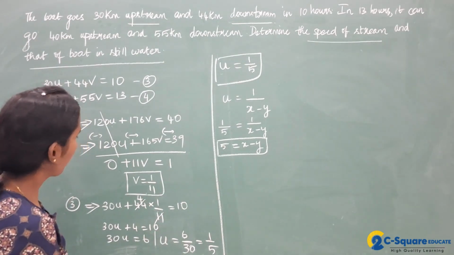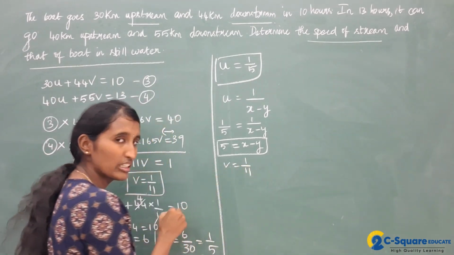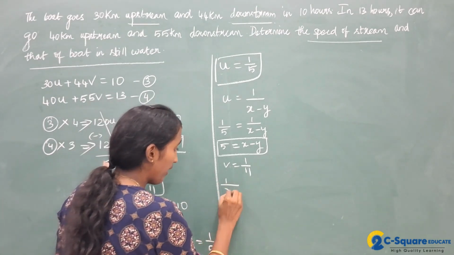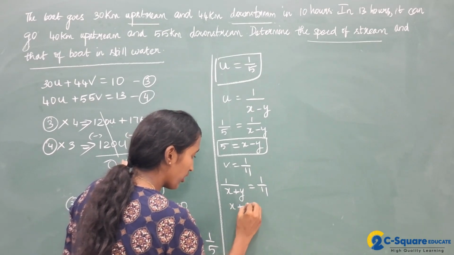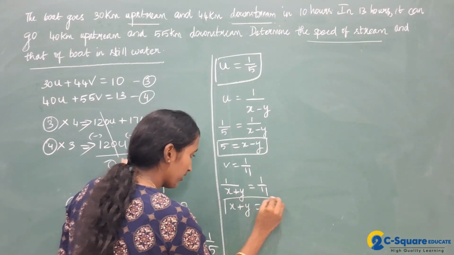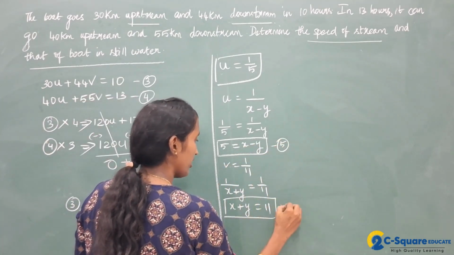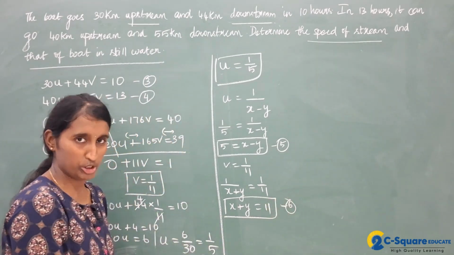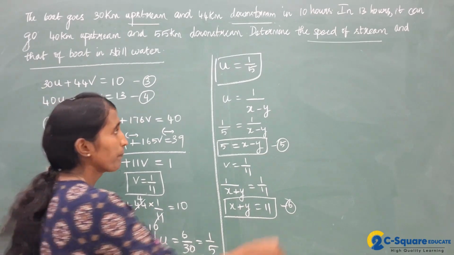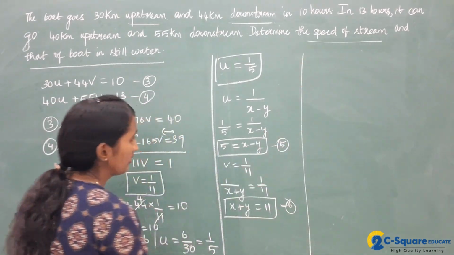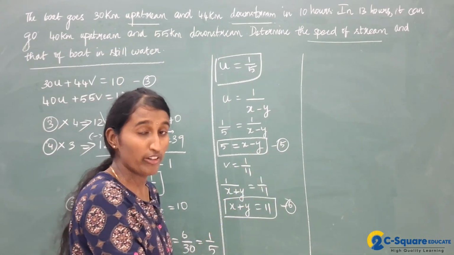Then the next one, v. v is 1 by 11. What is v in terms of x and y? 1 by x plus y, right? Equal to 1 by 11. So taking the reciprocal, x plus y equal to 11. Again we got two equations here, 5 and 6. Again you can use either substitution or elimination to solve for x and y. I am going to use elimination again because the coefficients are the same.